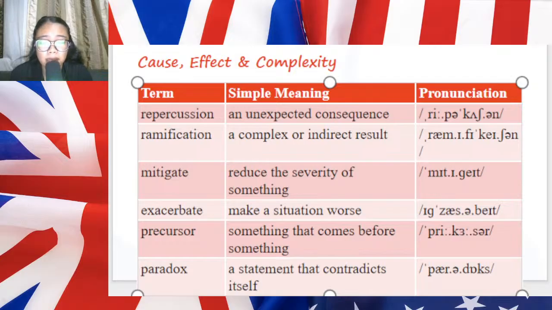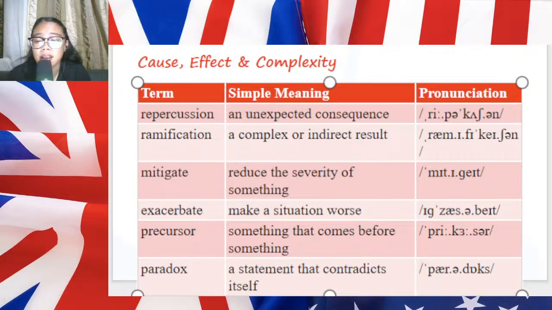Pronunciation wise, we get mit, first syllable, short i vowel sound, then another short vowel sound in the second syllable, and lastly gate. Gate here has a diphthong A. So all in all, this is mitigate.